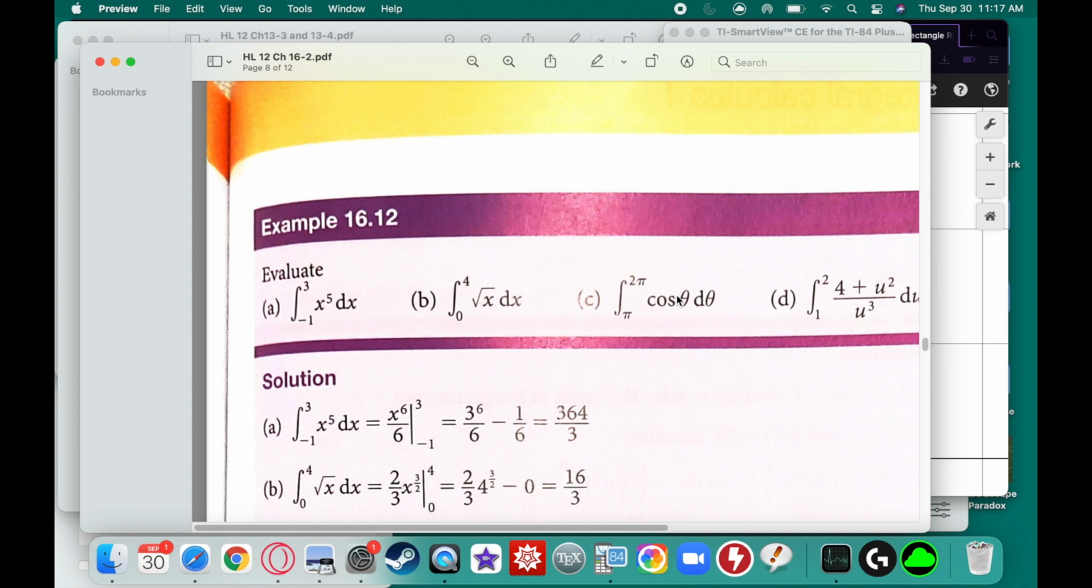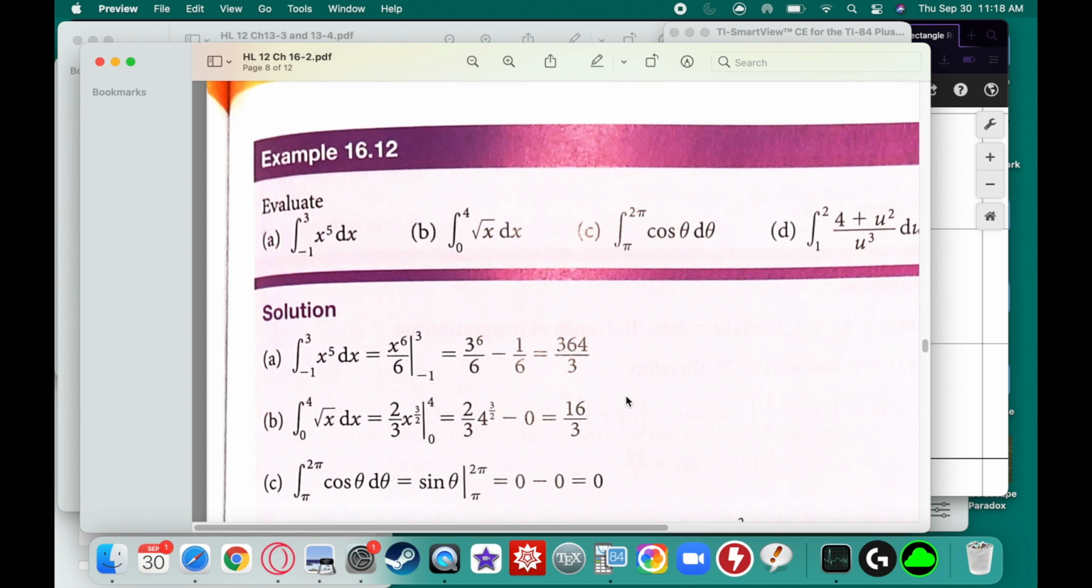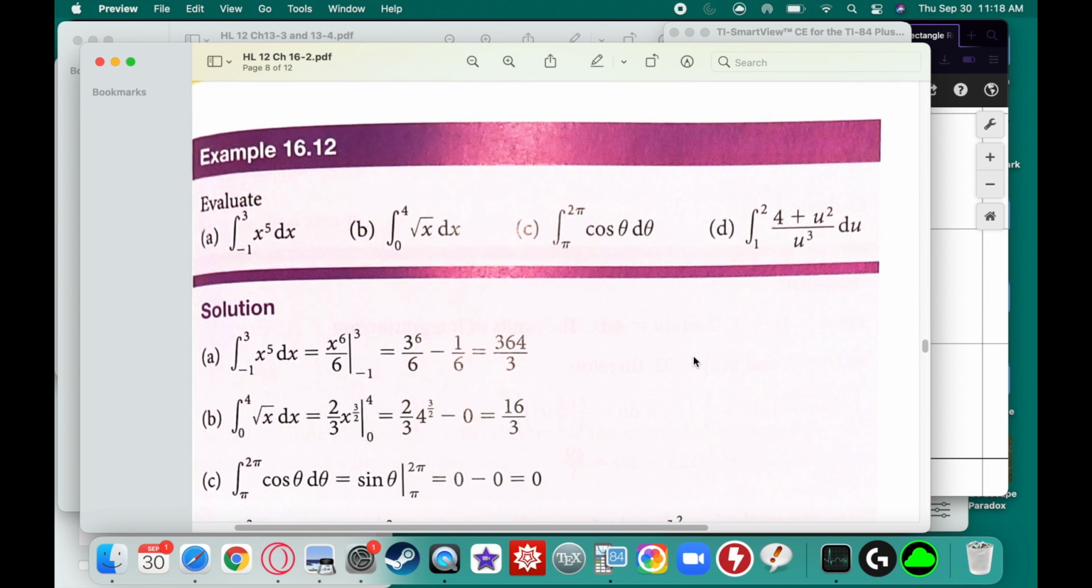All right, how about this one? The integral of cosine is sine. Okay, so we should have that memorized. And then it's going to be the sine of 2 pi minus the sine of pi. Well, if I know my unit circle, I don't even need a calculator for this one. The sine of 2 pi is 0, and the sine of pi is also 0. So it's going to be 0 minus 0, which is 0.